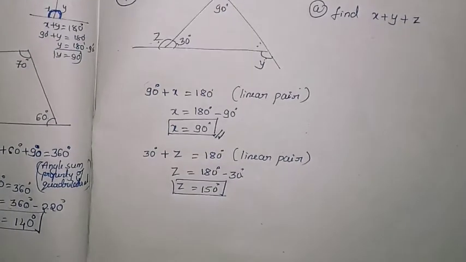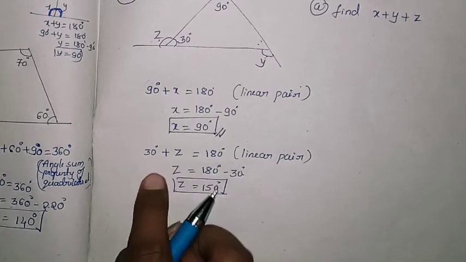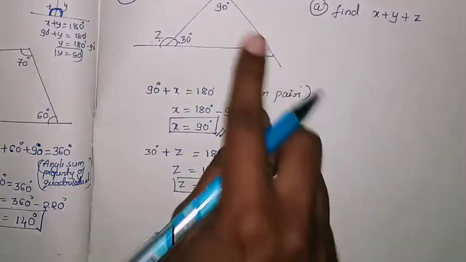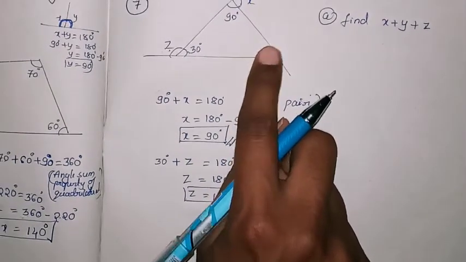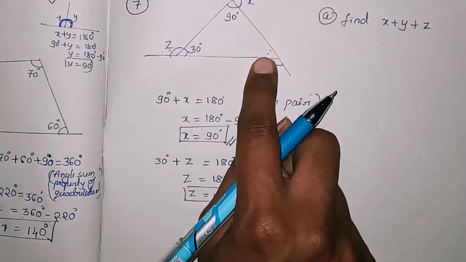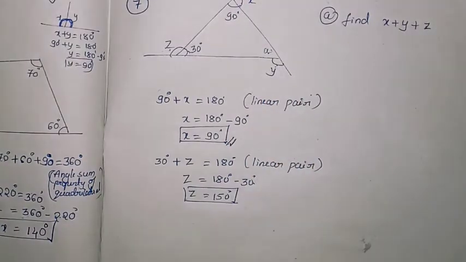Yes, so if it is 150 degrees, now we have the x and z values. We want y also. For that we want this angle, so we'll find this angle. Let's just consider this angle as A. Otherwise there is another method.